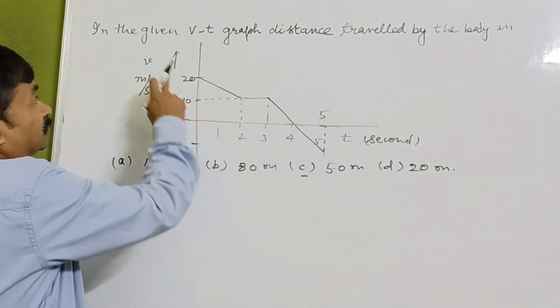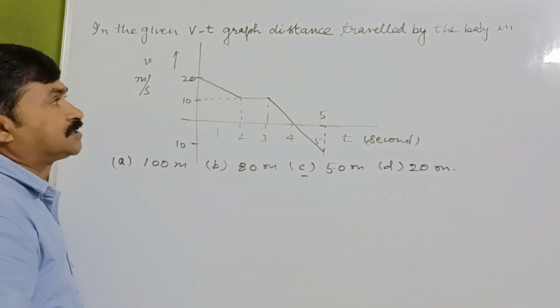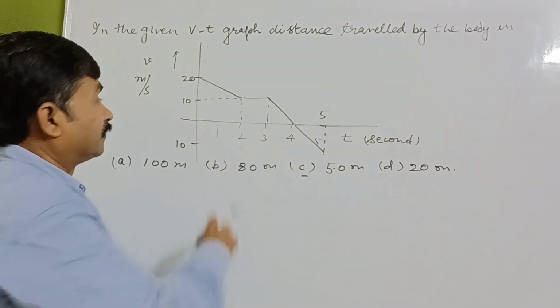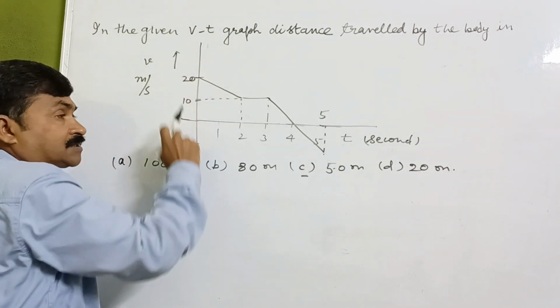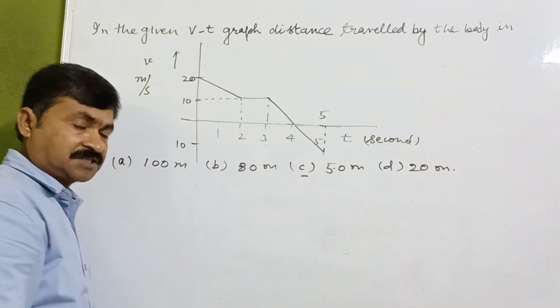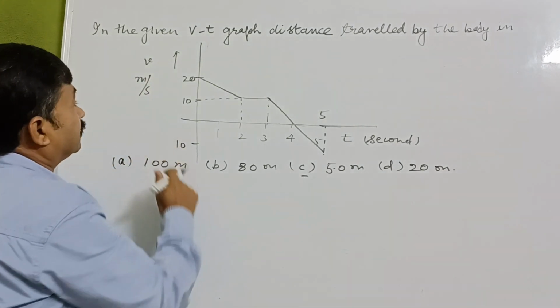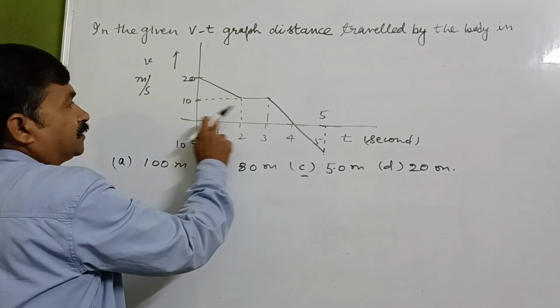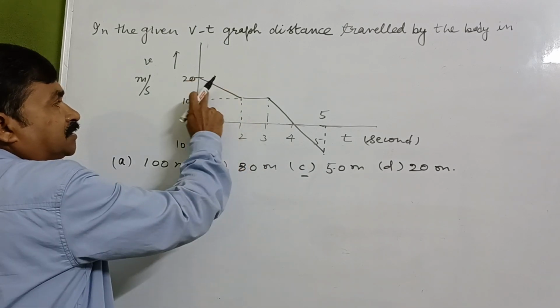So here the question is based on this: in the given velocity time graph, find the distance traveled by the body. Here the velocity is given on the y-axis, and on the x-axis it is time t. So if we go through this question, we need the area under this graph. Here this area is a trapezium.